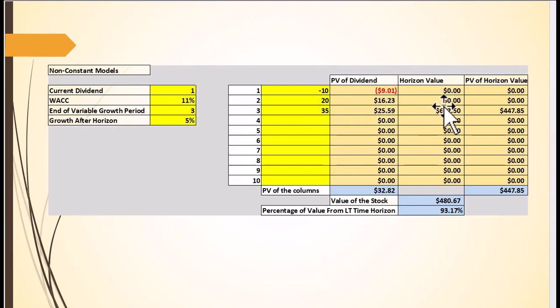We then have to calculate the horizon value, right? The value at the end of this 3rd period. That was that $612. It calculates the present value of that. Then down below here's the present value of the variable cash flows. Here's the present value of this future value of the company. Add them together. There's our $480 million.